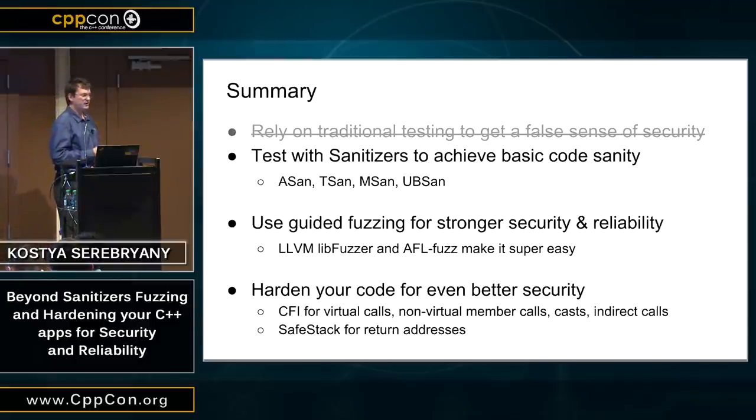And finally, if your application is security sensitive, you do not want to trust these trustworthy things like sanitizers and fuzzing. You want to harden your code, assuming that the code still has bugs. And two of the hardening methodologies are presented here: control flow integrity for virtual calls, non-virtual calls, casts, and indirect calls, and Safe Stack for return addresses. This is not a complete protection, and the battle continues. I hope we will win.